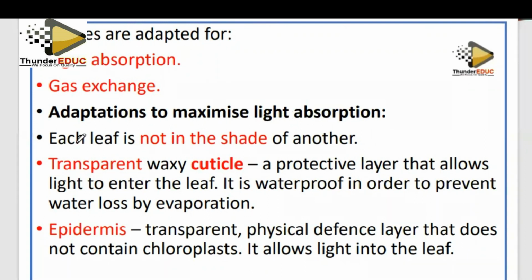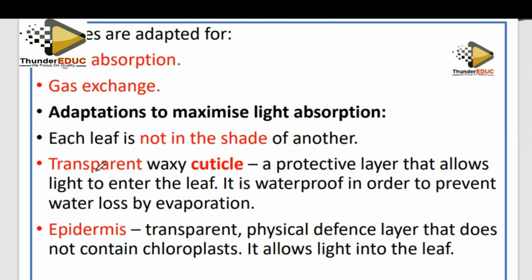So an adaptation to maximize light absorption is that each leaf is non-shaded. We call this leaf mosaic, meaning that one leaf is not shading another leaf, so each leaf is able to trap light.